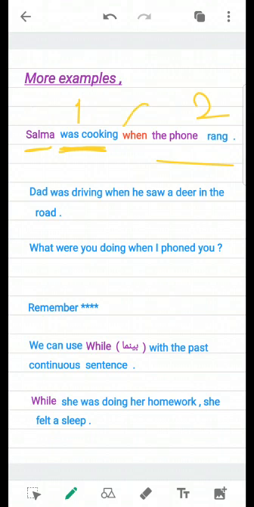We have the conjunction when. The phone, the subject, rang. Look at rang. It's the simple past verb of the verb ring. Ring, rang. The simple past.